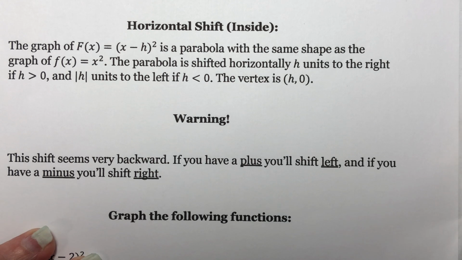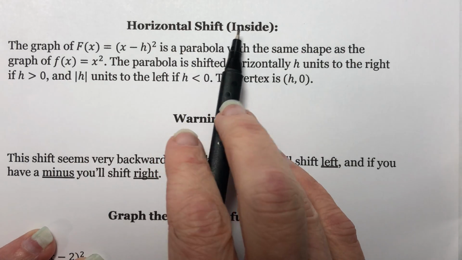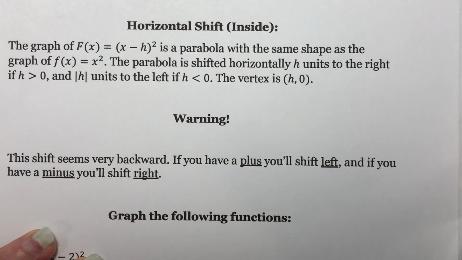This is part 2 of section 9.5. We've just talked about a vertical shift, and now we're going to talk about a horizontal shift. I had the vertical shift labeled as an outside. I have the horizontal shift labeled as an inside. You should understand in a second what I mean by that.